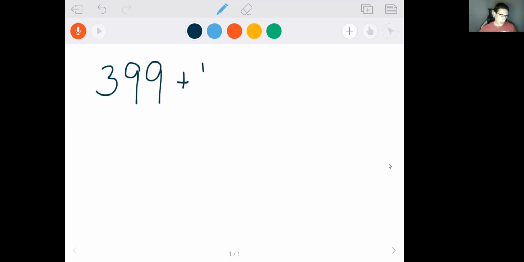399 plus 184. Now, maybe you can round those to the hundreds place right off. Maybe you're struggling a little bit. That's okay. What you can do is use a vertical number line.